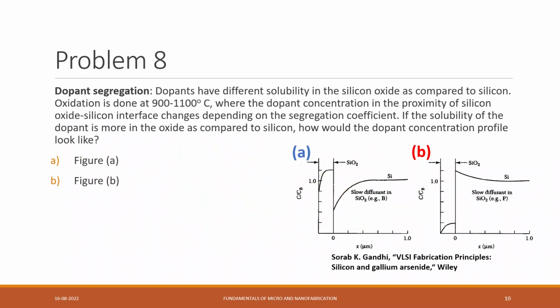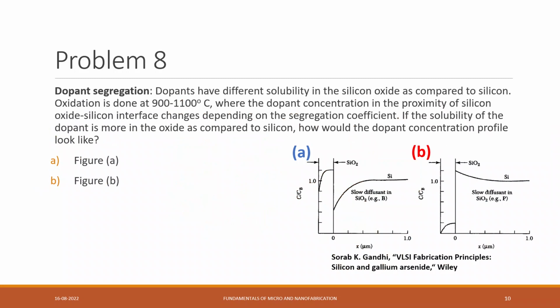So this is a question on dopant segregation. This deals with the different solubilities of dopants in silicon oxide and silicon. This oxidation is done at 900 to 1000, 1100 degrees Celsius. You have to tell which dopant concentration profile is the correct one.